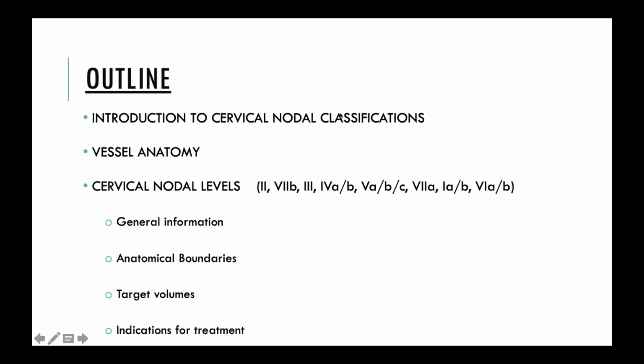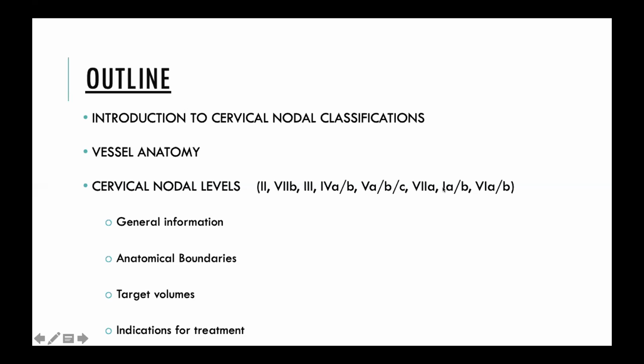So we'll quickly brush through vessel anatomy because that knowledge is very important to understand nodal level contouring. Then we go on to cervical nodal levels. I'll go slightly unconventional and change the sequence of how we're going to see them. So we'll start off with level 2, 7B, and then go to level 3 and level 4A and 4B. These are the lateral nodes. Then we move on posterior to level 5. And then we cover 7A and then move on to the anterior group of lymph nodes. If you remember it this way, I think it's easier to remember all the nodal levels.